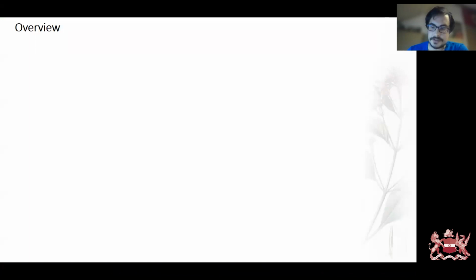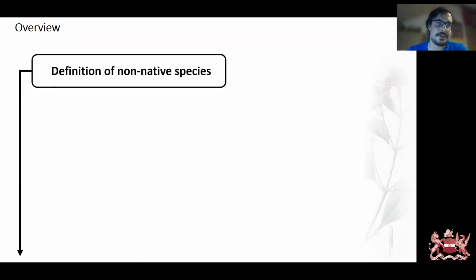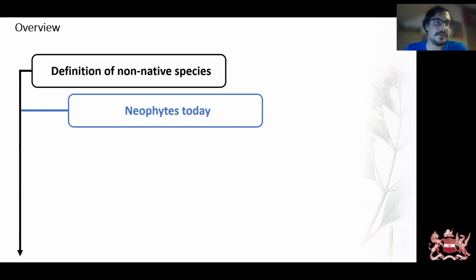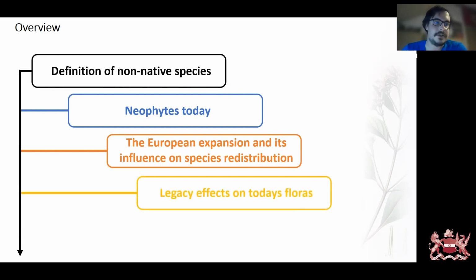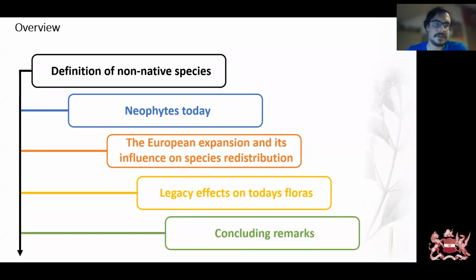But I'm not only going to talk about these publications, but I will talk a bit about the definition of non-native species, so talk briefly on the terminology, so we're all on the same page, and about neophytes today, so non-native plant distributions globally and work we've done on that, to then look back on the European expansion and its influence on species redistribution. Then we'll talk a bit about the legacy of these European empires on today's floras, which relates very much to the publication that Mark just mentioned. And then I will end with some concluding remarks on that.